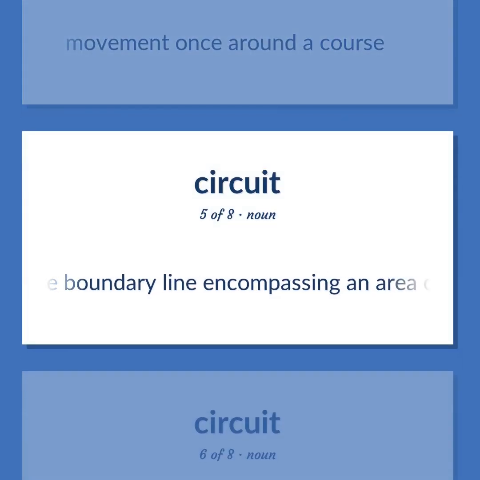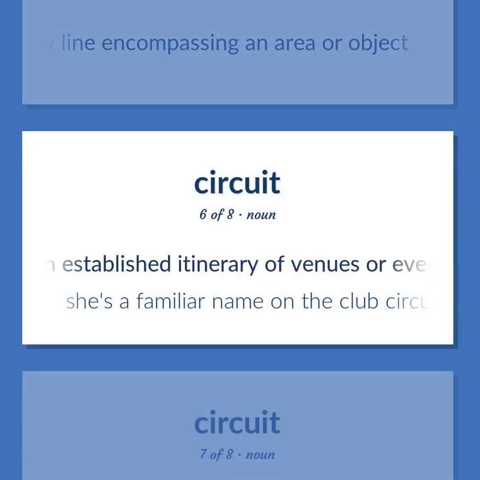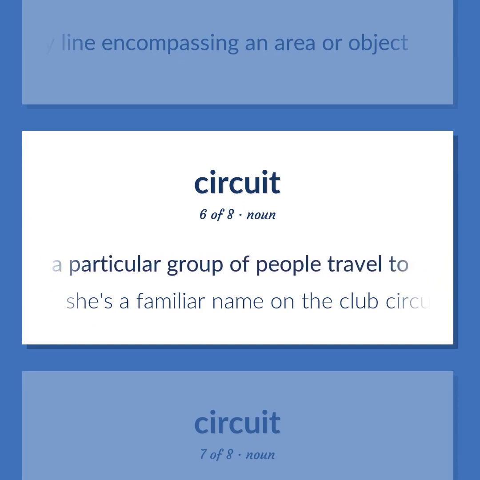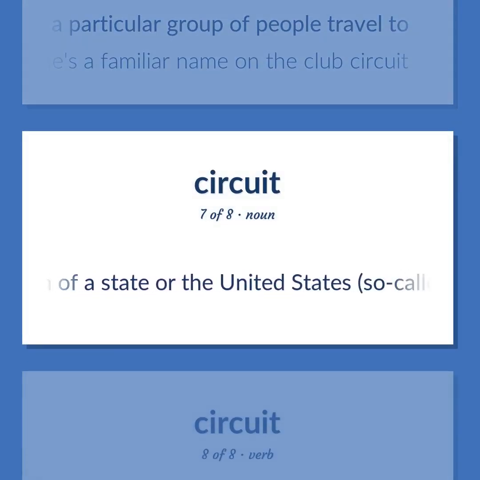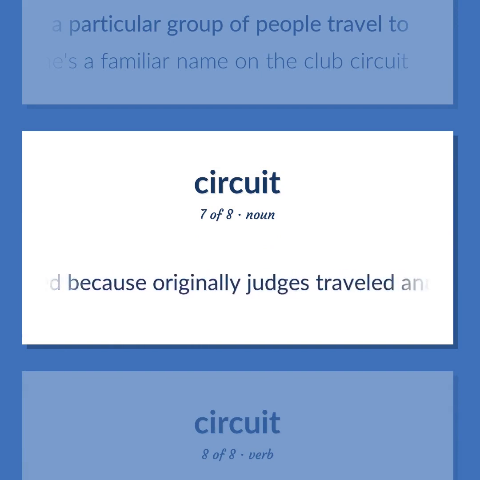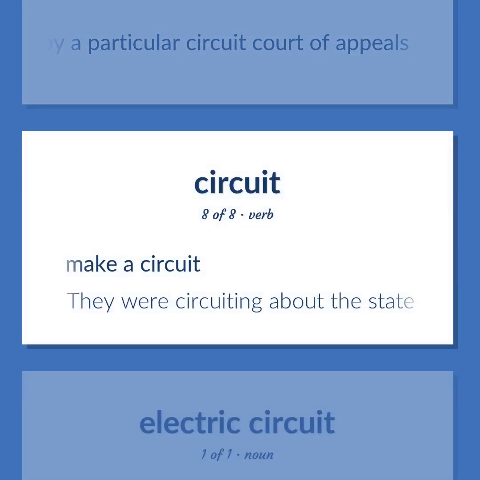The boundary line encompassing an area or object. An established itinerary of venues or events that a particular group of people travel to. She's a familiar name on the club circuit. Law. A judicial division of a state or the United States, so called because originally judges traveled and held court in different locations, one of the 12 groups of states in the United States that is covered by a particular circuit court of appeals. Make a circuit. They were circuiting about the state.